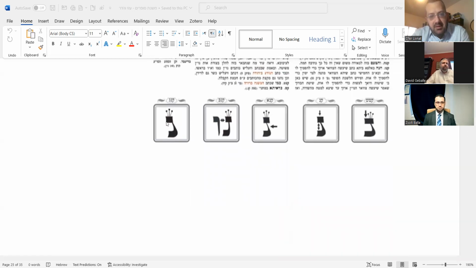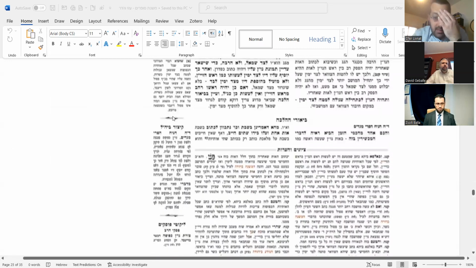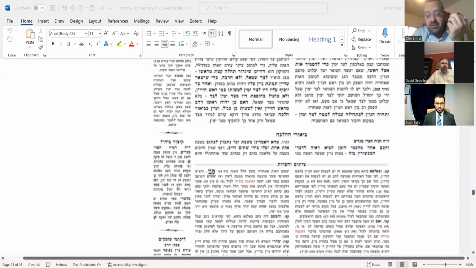So how do you fix it? So he says, first you scrape off a little bit from the left, not too much. If you scrape off too much, you'll cancel it from being a nun, and then you'll have a problem, shelo kesidran. So you scrape off a little bit from the left, and then you add a little bit to the right.